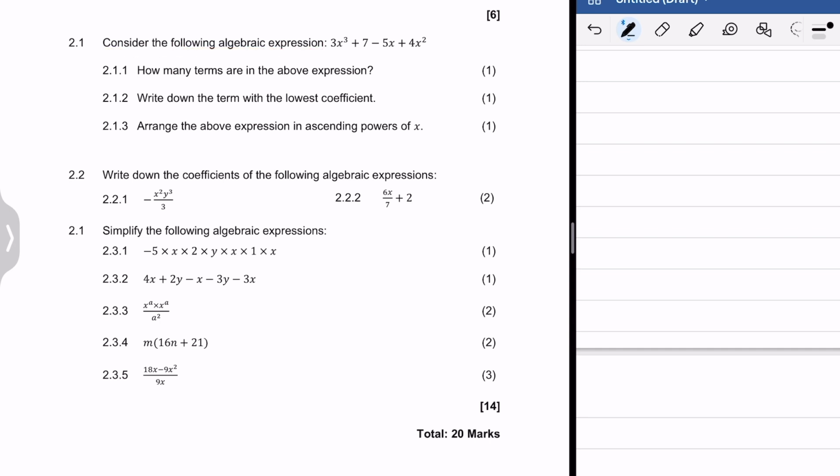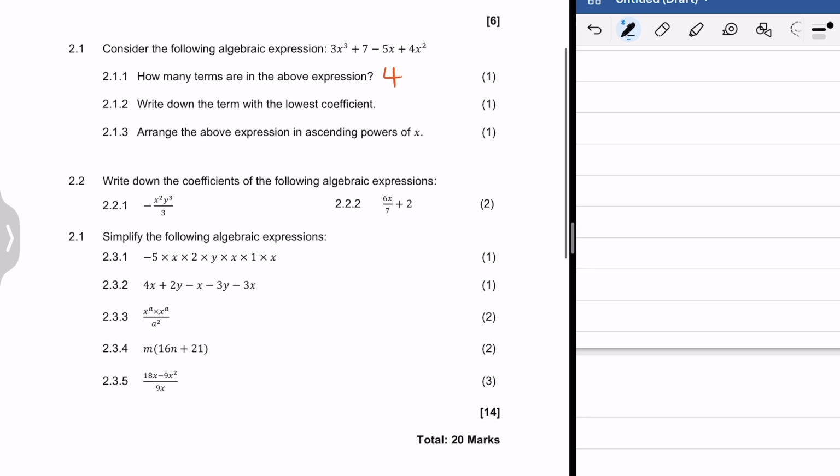Consider the following algebraic expression, and the expression is 3x to the power 3 plus 7 minus 5x plus 4x to the power 2. So that's the expression there. And the first question in 2.1.1 is how many terms are in the above expression? And we know that we simply look at the plus and minus signs, we locate them, and we say, okay, that means I've got 1, 2, 3, and 4 terms. So that's 4 terms.